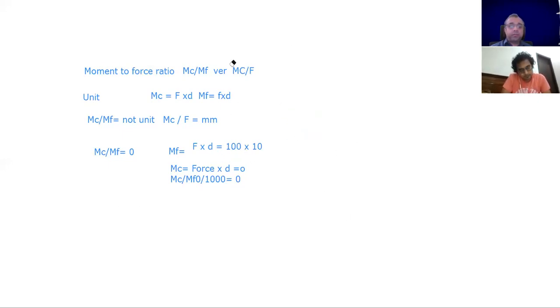I'll draw the canine once again. So this is a canine. This is a canine bracket. The force is going this way. This is the center of resistance. And we're retracting the canine. And this is for the force. And ideally, this is for the moment of force, MF.